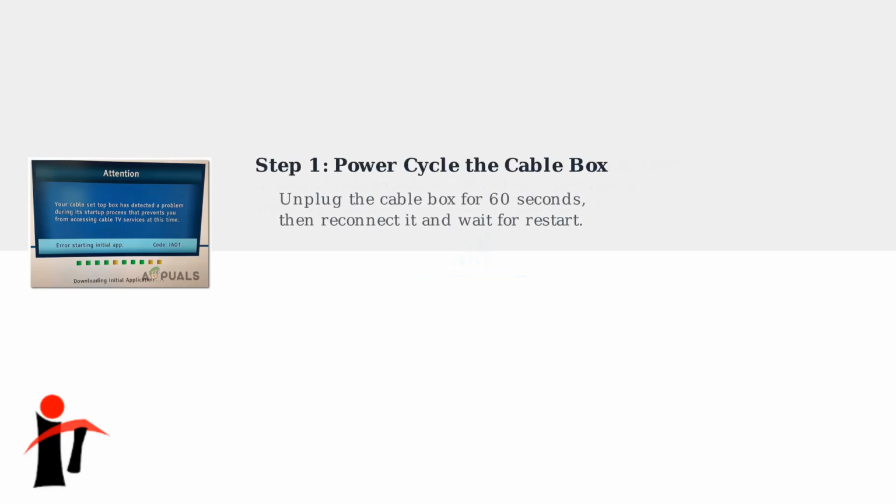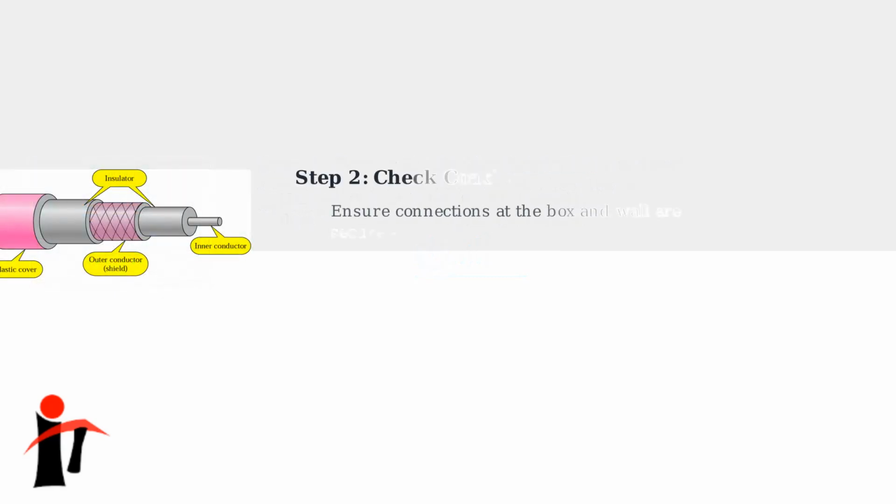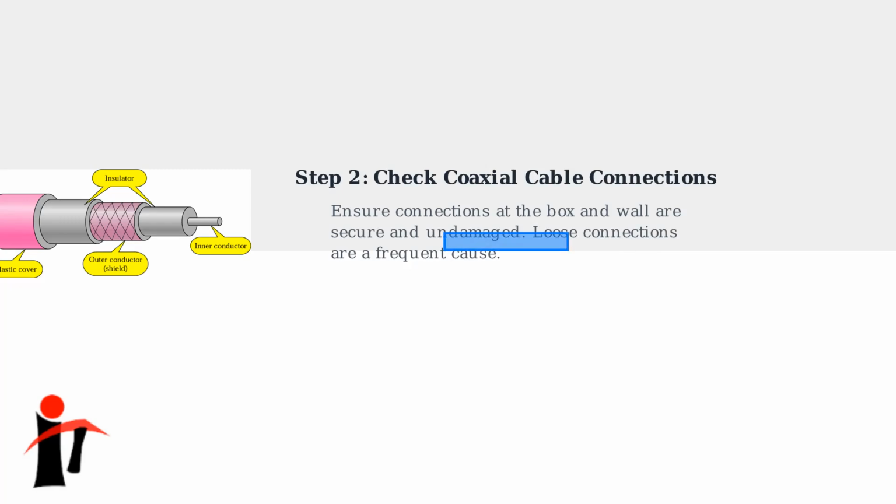First, power cycle your cable box by unplugging it for 60 seconds, then reconnect it. Next, check the coaxial cable connections at both the box and the wall to ensure they are secure and undamaged. A loose connection is a frequent culprit.